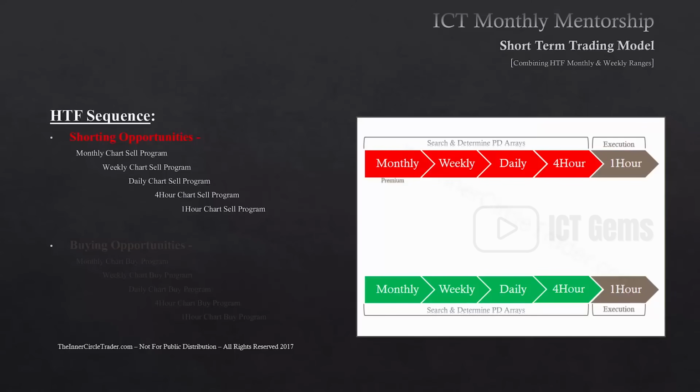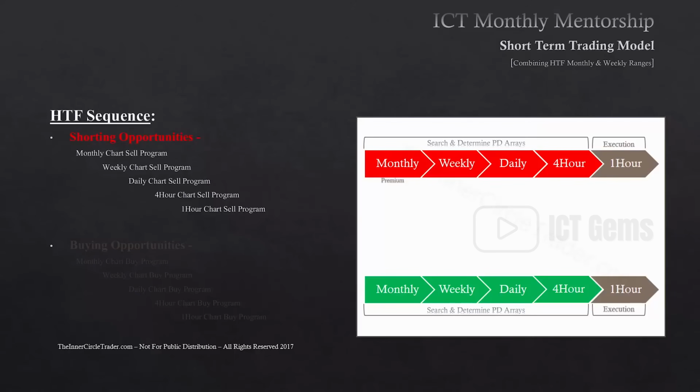From the monthly, weekly, daily, and 4-hour, these time frames, you're scanning, searching, and trying to determine all of the PD arrays, not just premium and not just discount. You're looking for all of them from each time frame, because all of them will give us potentially new setups, short-term trading or one-shot kill setups.